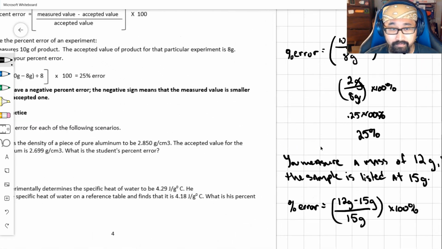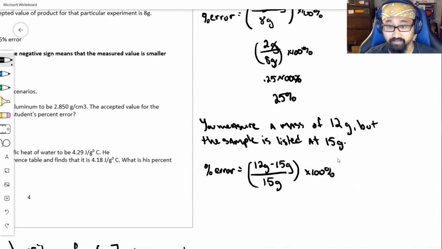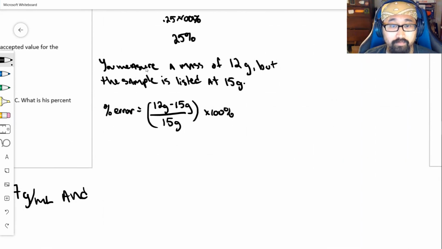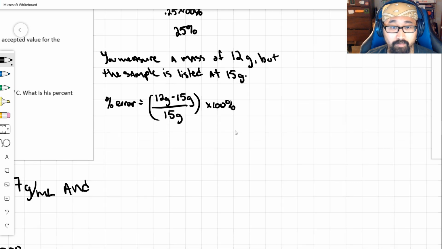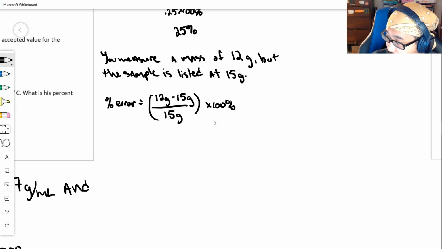Now, these two questions here, I would like you to try after we do these couple of examples. Then I'm going to give you some rounding rules too, because this was a nice number, right? You measure a mass of 12 grams, but the sample is listed to be 15 grams, all right? So percent error, I've already set it up. 12 grams is your measurement. 15 grams is the actual value, and then times 100%. So when I do this, I'm going to get negative 3 grams over 15 grams times 100%.